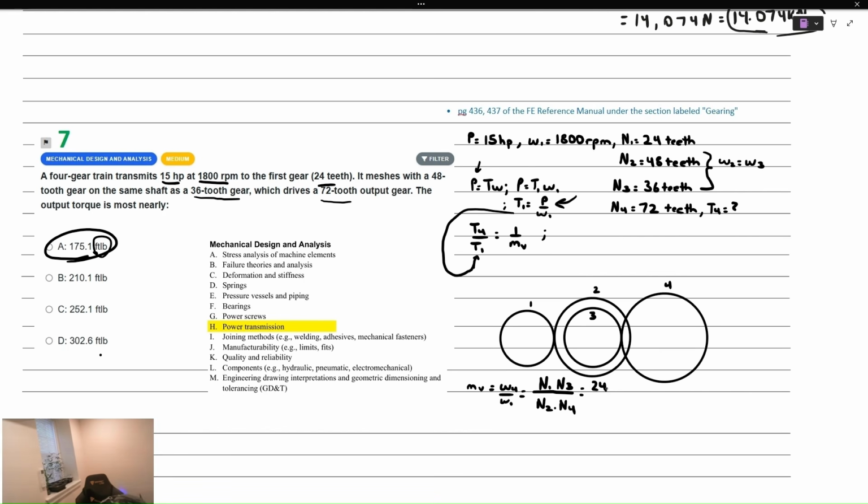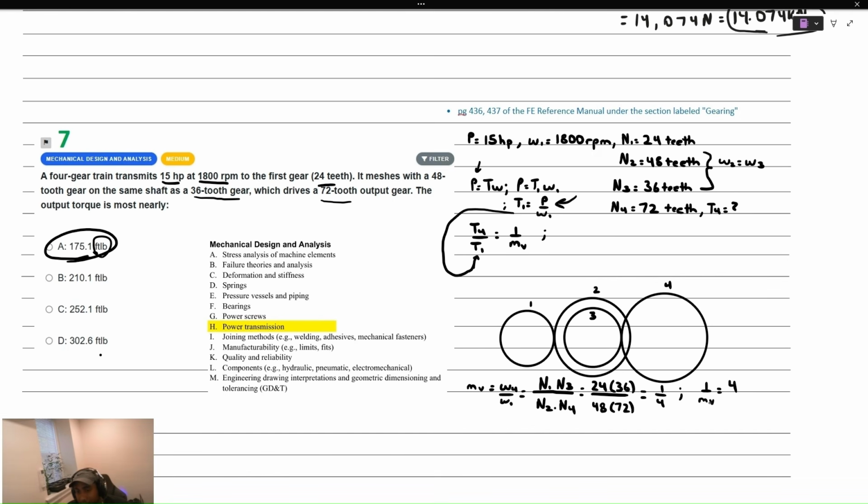The number of teeth of the first gear is 24. The number of teeth of the third gear is 36. Number of teeth of the second gear is 48. And the number of teeth of the fourth gear is 72. 24 over 48 is a half. 36 over 72 is a half. A half times a half is just a quarter. And we can take the reciprocal of that gear ratio and find that the relationship between the output torque and the input torque is just 4. So we're scaling up the torque by 4, and we're scaling down the angular speed by 4.